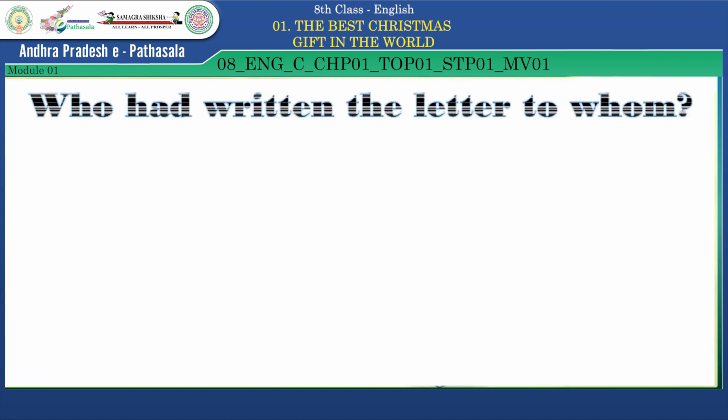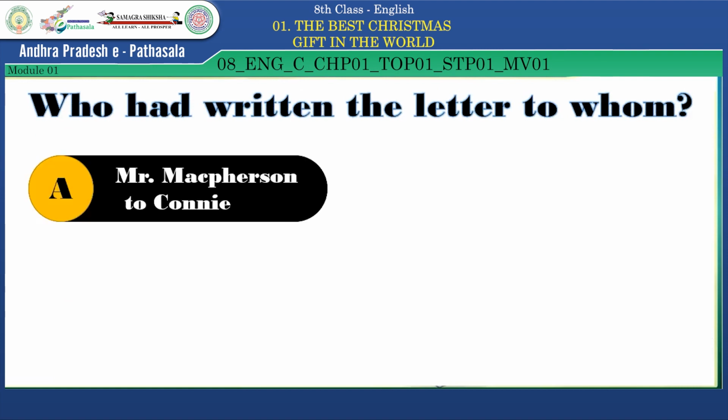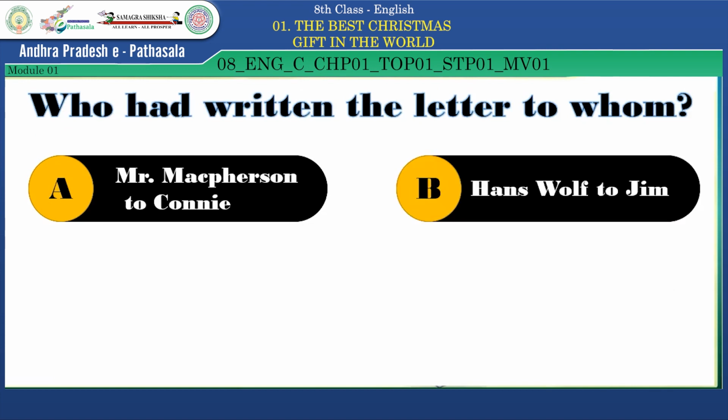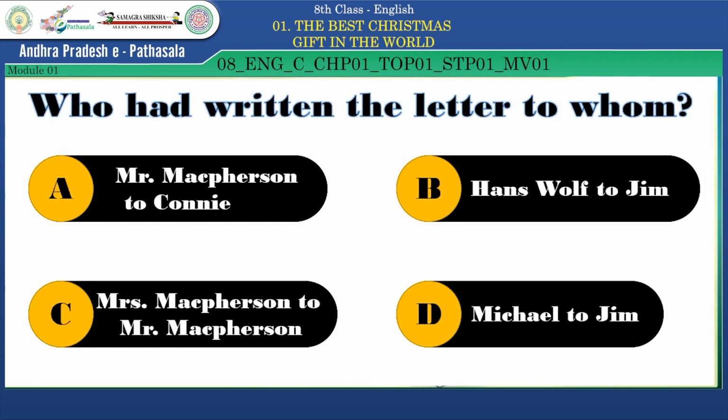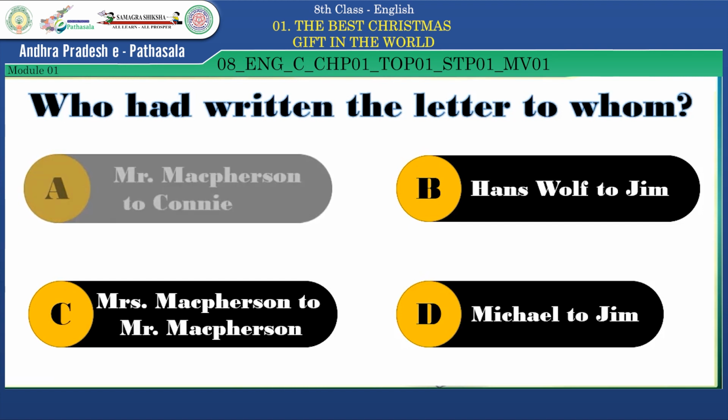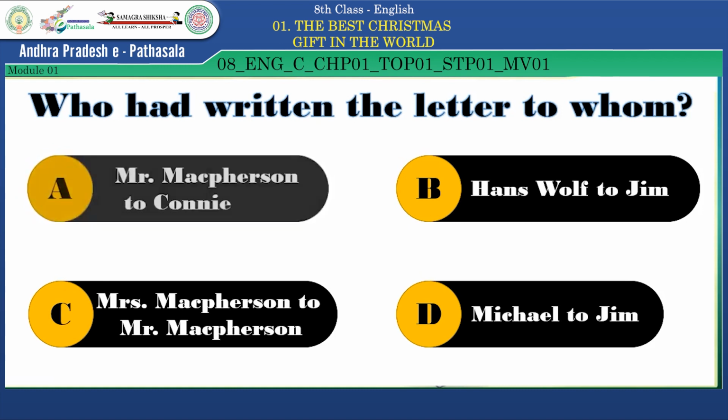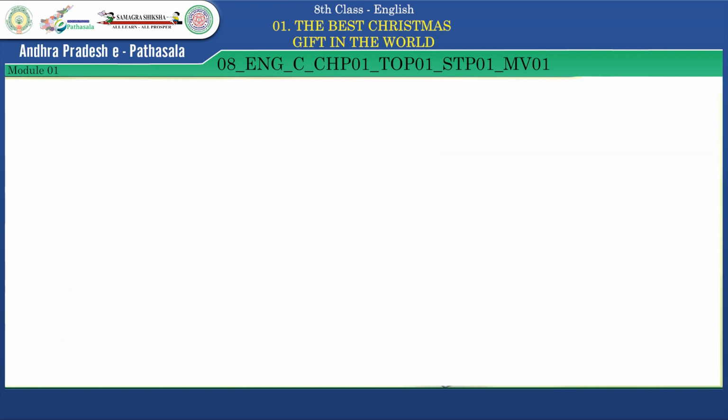One more. Who had written the letter to whom? Option A. Mr. Macpherson to Kearney. B. Hans Wolf to Jim. C. Mrs. Macpherson to Mr. Macpherson. And D. Michael to Jim. Which one is the right answer? Option A. Jim Macpherson has written to Kearney. Now, next one.